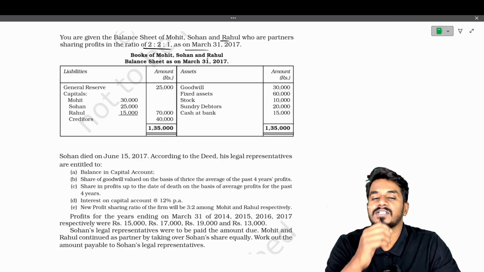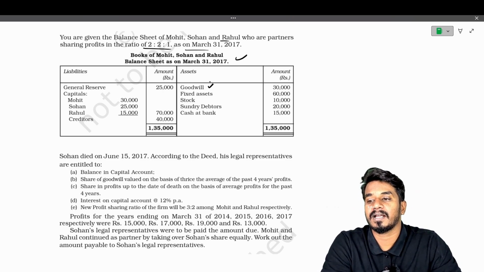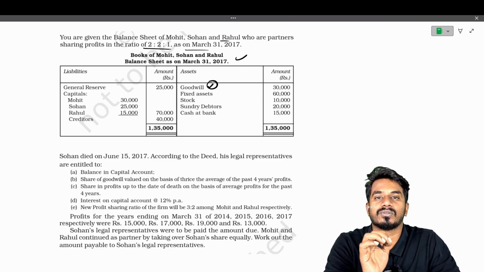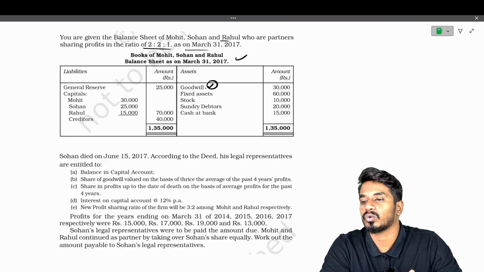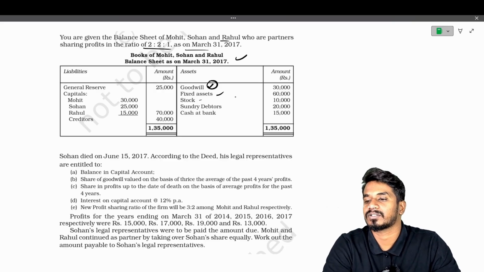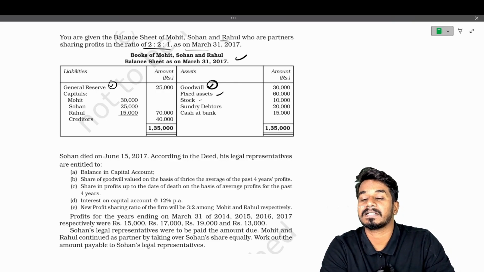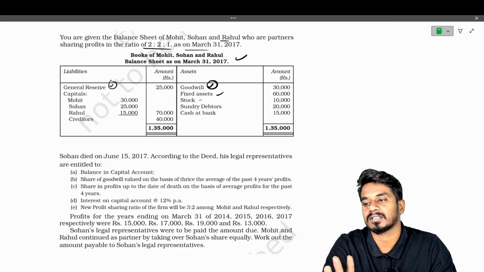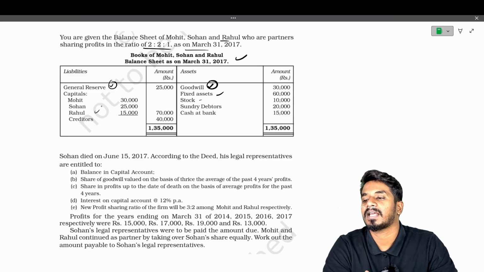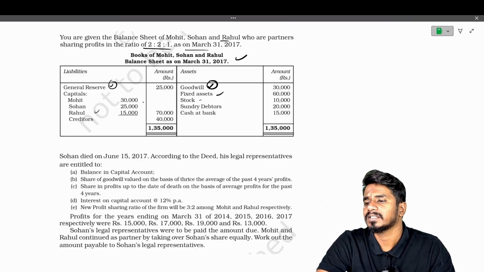On 31st March 2017 the balance sheet is given and in the balance sheet we have goodwill. You have to remember this, right? I will explain what to do with this goodwill. Fixed assets are there and stocks, debtors, cash at bank, and also we have general reserve. If we have any reserve we have to share it among the partners in the partners' capital account, and they have given capital and creditors also, right?